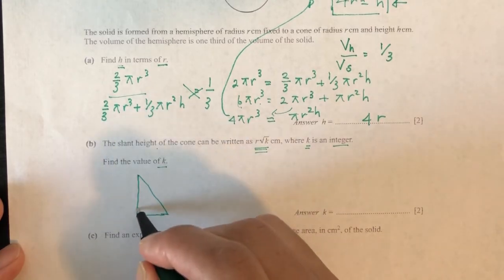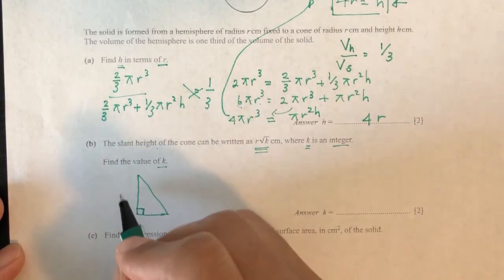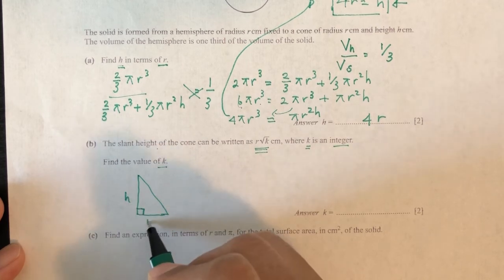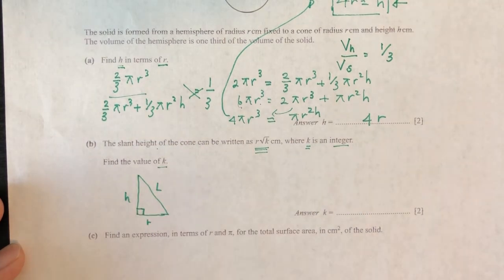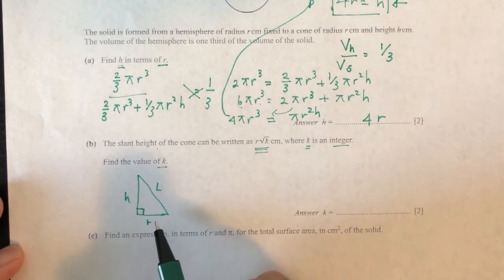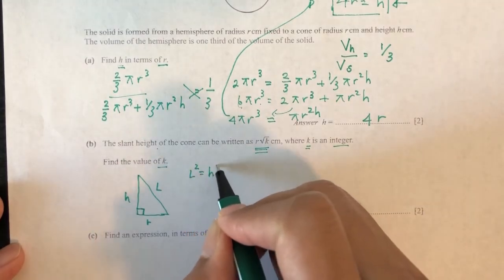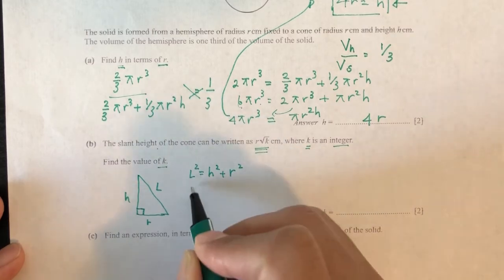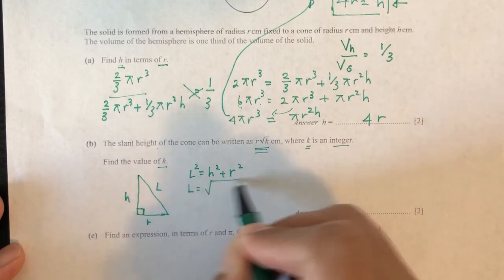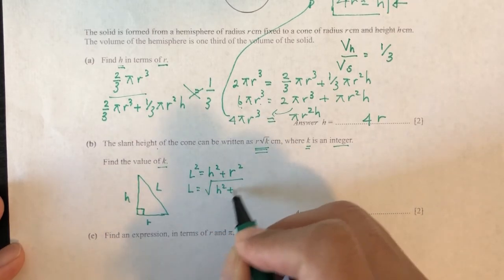So we know this is 90 degrees according to the shape. This is h, this is r, and this is l. So find the value of l. We have to use Pythagoras' theorem, which tells us l squared equals h squared plus r squared. So l equals the square root of h squared plus r squared.